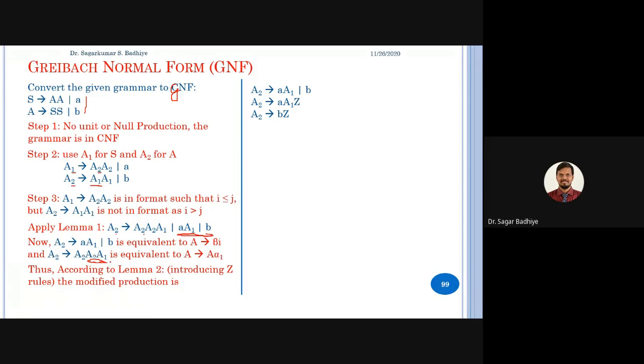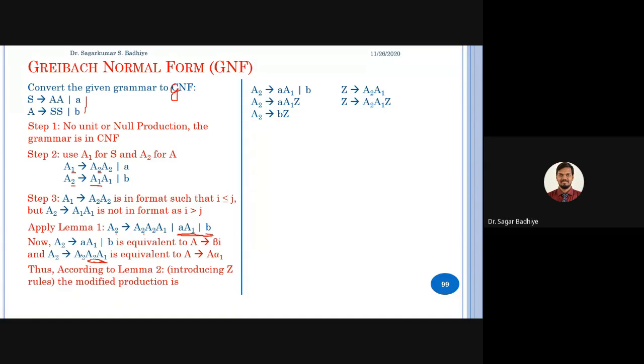Here alpha 1 is A2, A1. So this Z should derive to A2, A1 and it should be repeated. So we'll add another rule. The first rule will be Z derives to A2, A1, because if I want a single derivation, I would directly replace it with alpha. So Z derives to A2, A1 will be there. And then if I want to repeat it multiple times, I would be adding another rule, that is Z derives to A2, A1, Z. So I have added two rules for Z: Z derives to A2, A1 and Z derives to A2, A1, Z.